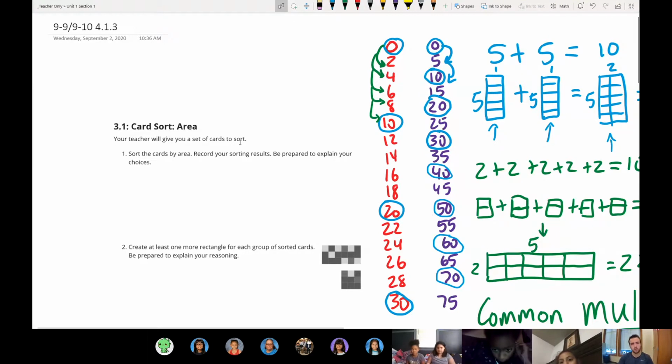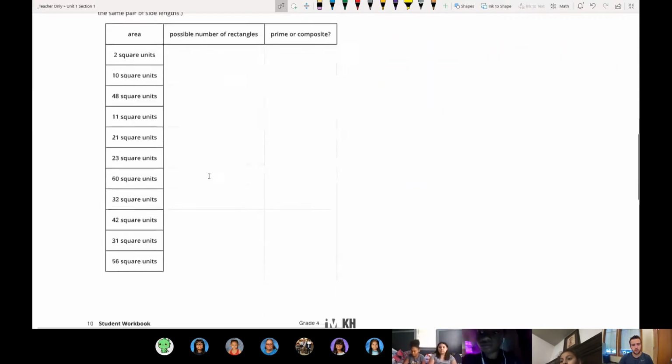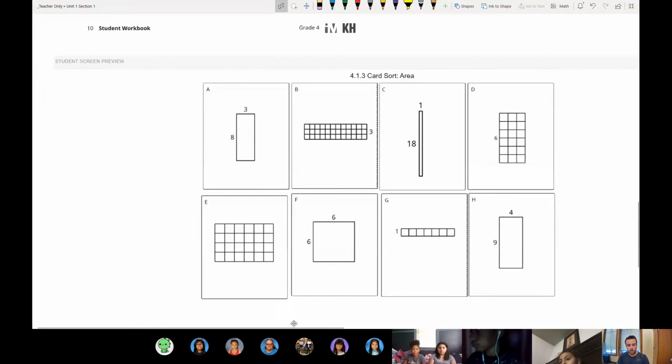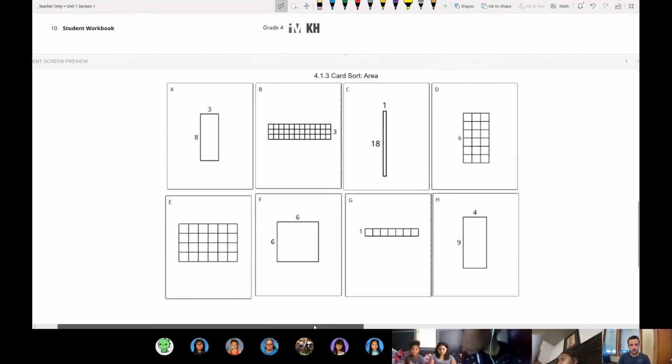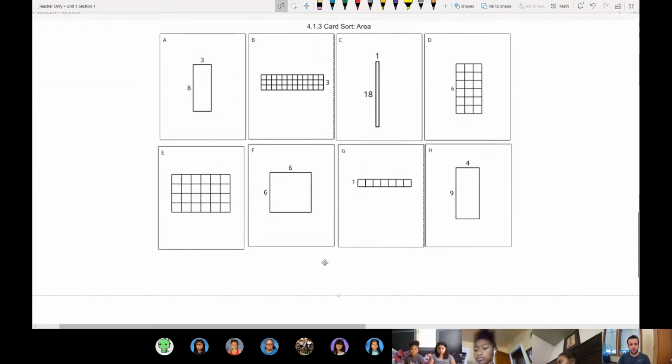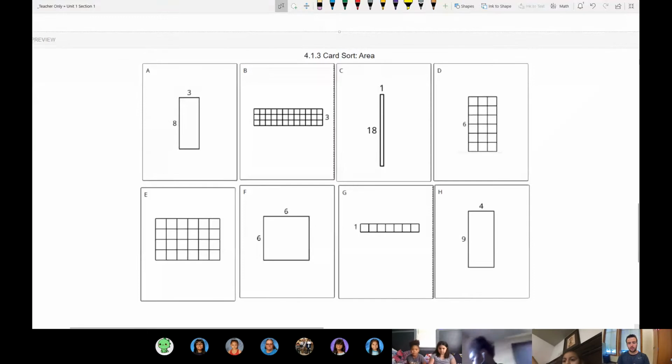So this is the activity we're going to do. We'll give you a set of cards to sort. Unfortunately, we can't, but we're going to view it on the screen. And then it says sort the cards by area. Record your sorting results. Be prepared to explain your choices. Okay, so what we're going to do, looking at this page here, in order to sort the cards by area, we need to know the areas, don't we? So what I would like you to do is on your own, using the skills that we have learned over the last week plus, find the areas of each of these rectangles.